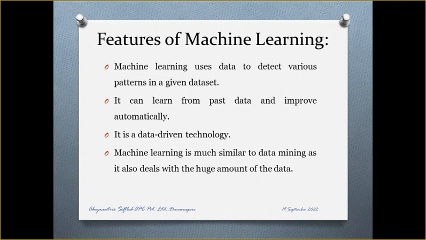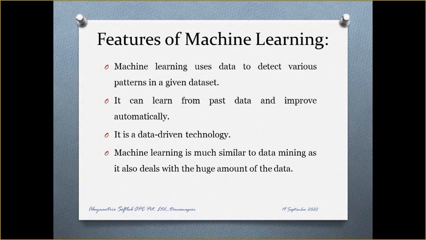And coming to the features of machine learning, machine learning uses the data to detect various patterns in the given data set. As I said, the machine is going to understand whatever hidden patterns are present in a data set: how the features and values are dependent on one another, how it affects the output, how a change in the values of one feature is going to affect another feature or the output. That is the pattern of distribution of data.